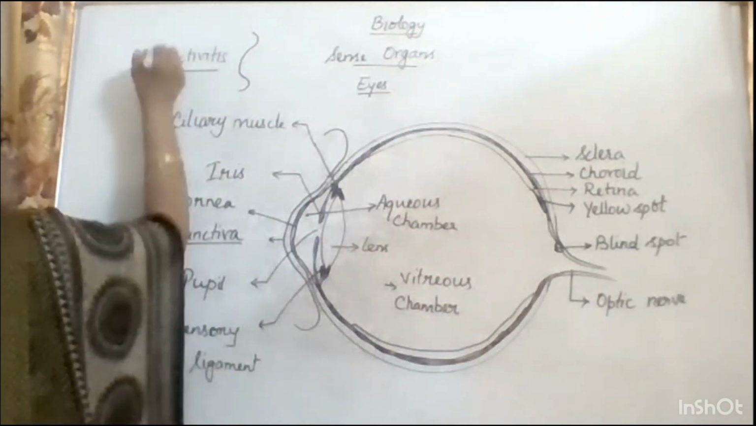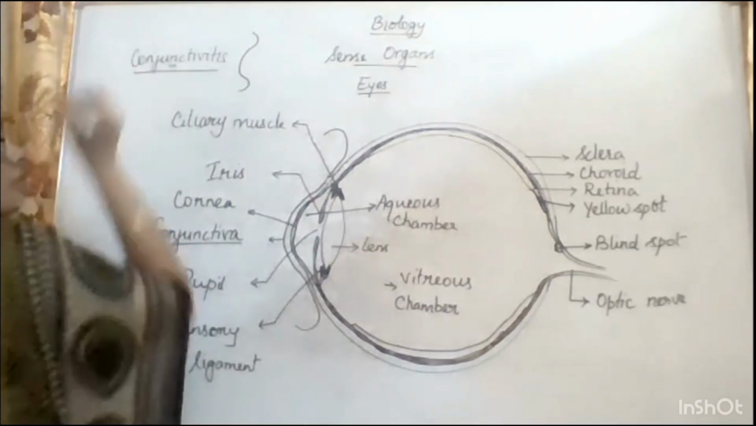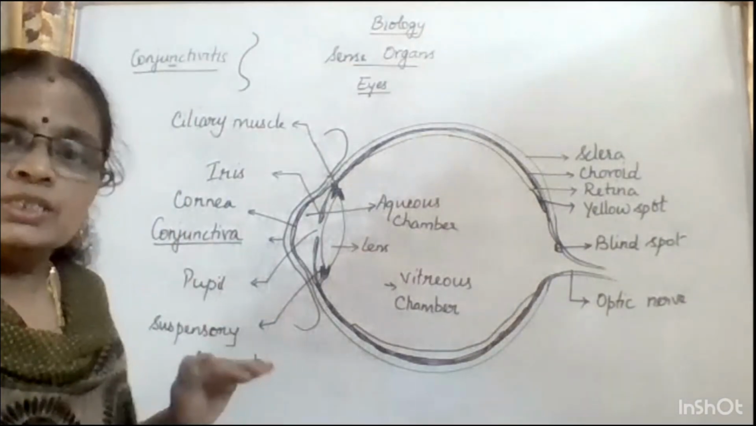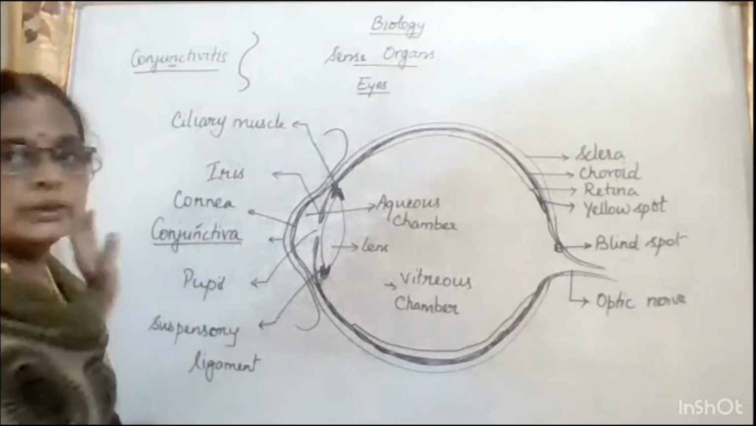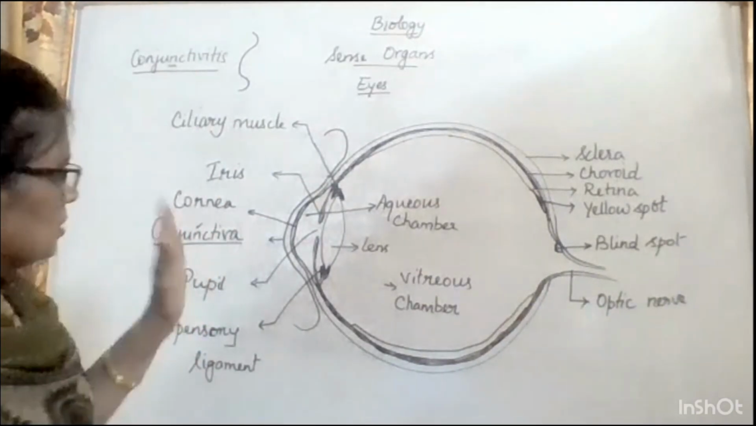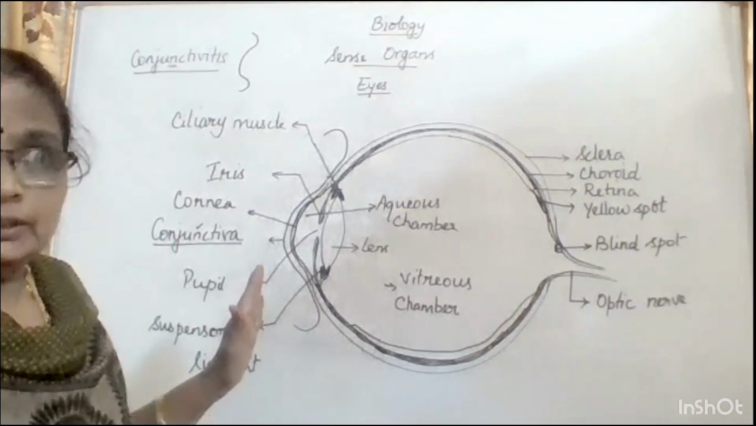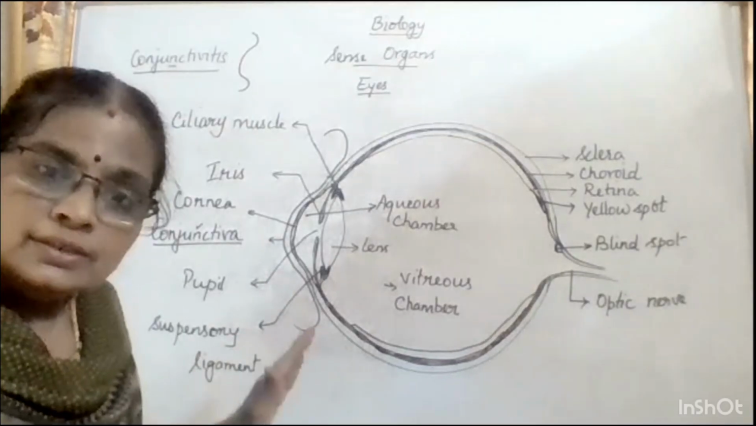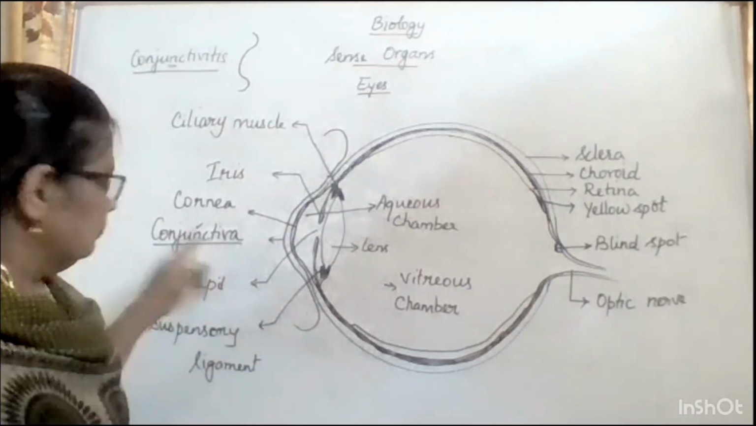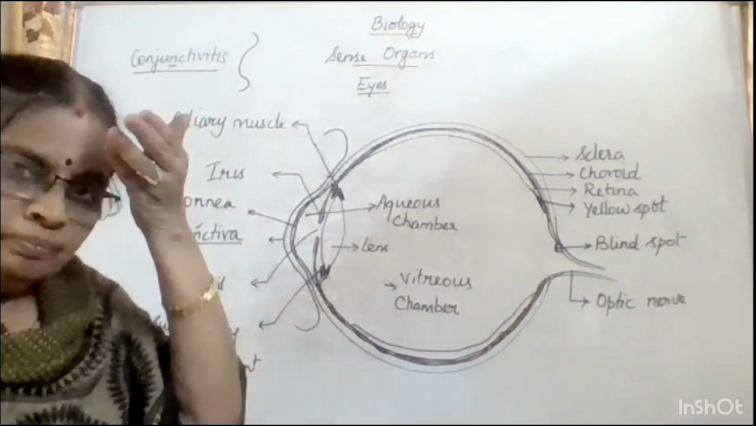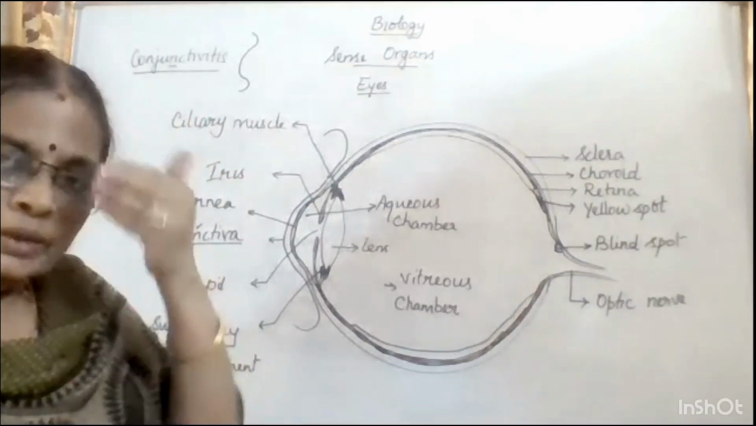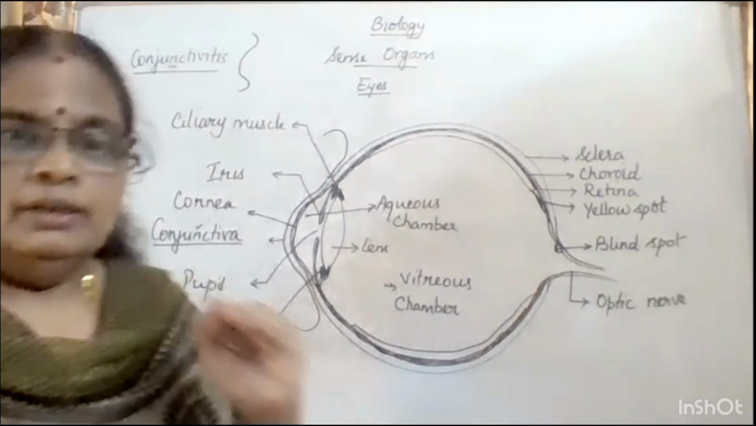Conjunctiva has an N in it. Usually students miss this N. This N is very important. Students write this without the N, but it is conjunctiva, with the N. So conjunctiva is a layer which runs from the upper eyelid on the eyeball to the lower eyelid.